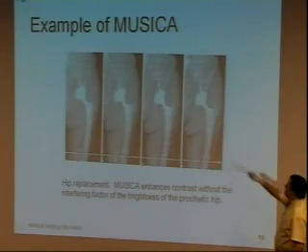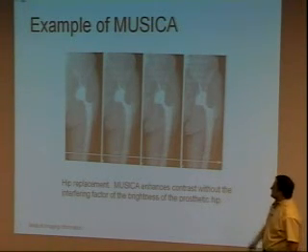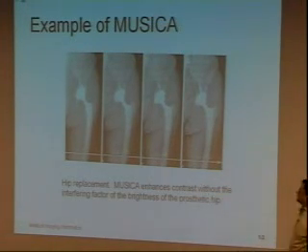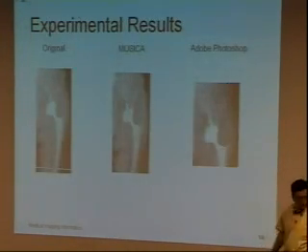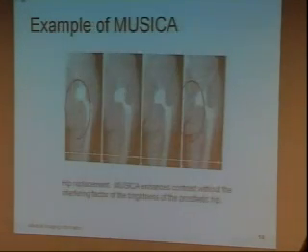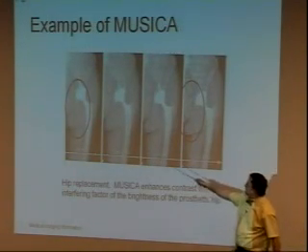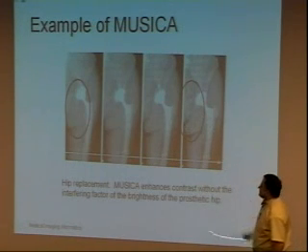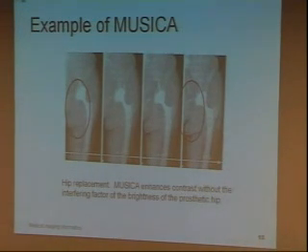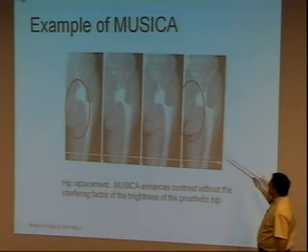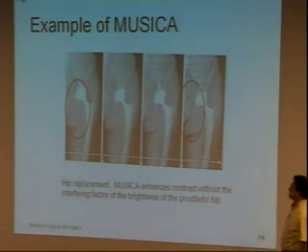Here is an example of MUSICA, and we can see that at the extreme left is the original X-ray, and then we can see at the extreme right the one that's been enhanced by MUSICA. In particular, we can see where a particular bone structure comes out in greater contrast. This bright spot here is actually a prosthetic hip.